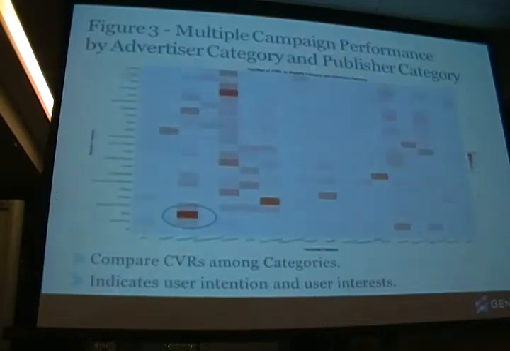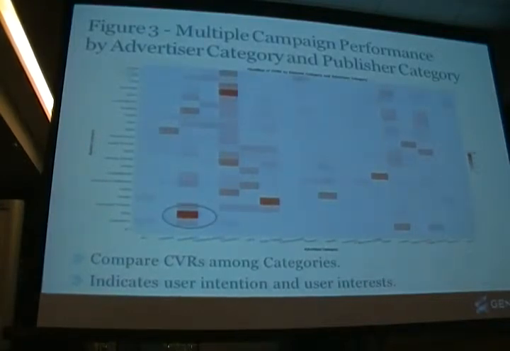After we got the big picture of the campaigns and their performances, maybe we want to know multiple campaign performances by category information. Say I have different kinds of campaigns: auto, finance, insurance, and also different kinds of websites. I got a blog, auto, and those are different publishers by category. I create a heat map using the red color to indicate a high conversion rate, blue color indicates a low conversion rate.